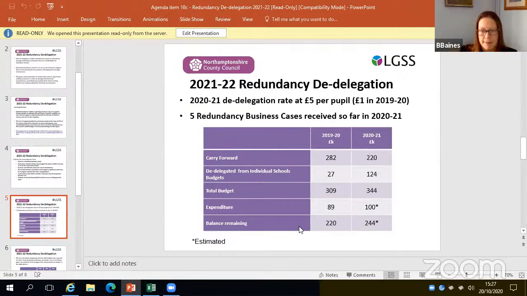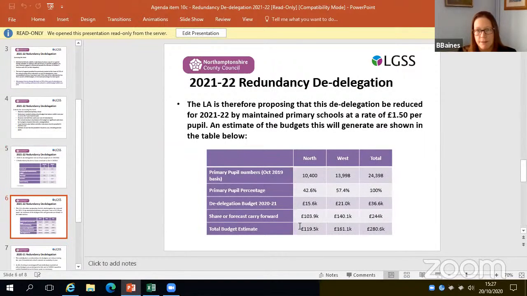And on a similar kind of basis, because we're going into 2 new unitary authorities, I'm not suggesting that we completely remove any underspend, but I'm suggesting that because it is so high, we could reduce the rate to £1.50 per pupil, and the estimate of how that would affect the budgets is shown in the table below. So we're still looking at, if we split north and west based on the pupil census, we're still expecting significant underspend to be rolled forward.